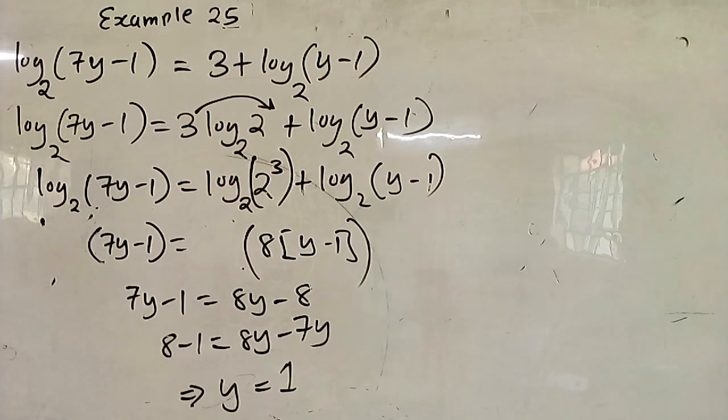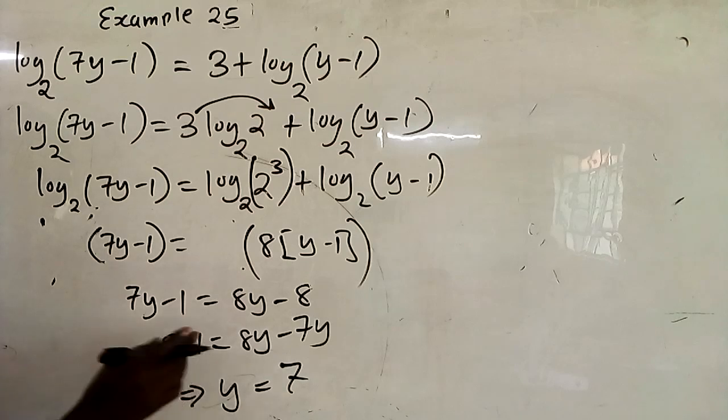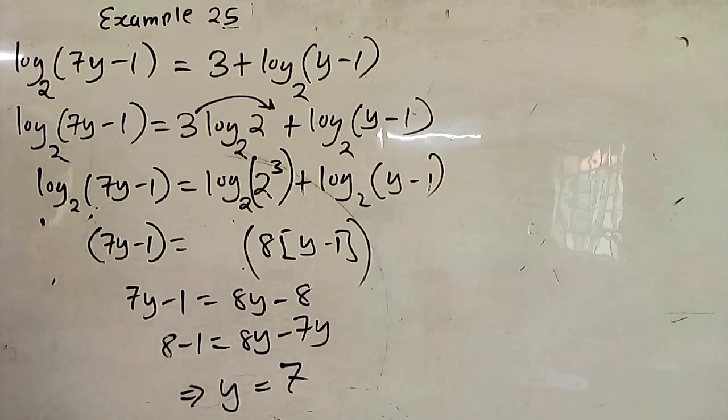Are we together? It should be 8 minus 1 is 7, isn't it? So we have 8 minus 1 is 7, very good. That is what you expect in that given problem.